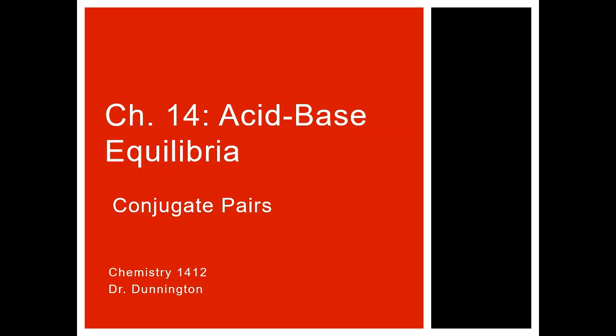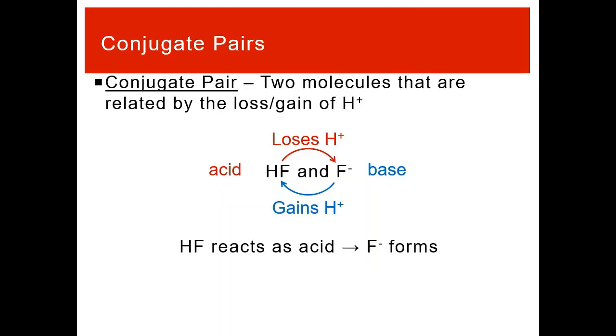Within the world of Brønsted-Lowry acidity, we want to see how we can generalize certain ideas or concepts and patterns that show up in these reactions. The first thing we want to talk about is called conjugate pairs. So in a Brønsted-Lowry acid-base reaction, you have this H+ that's moving around.